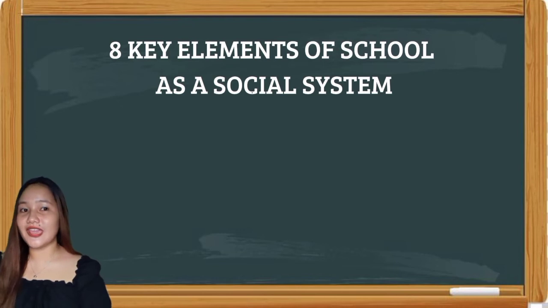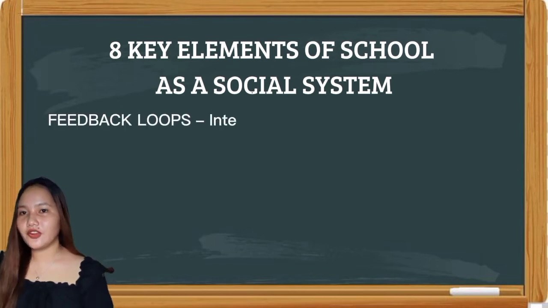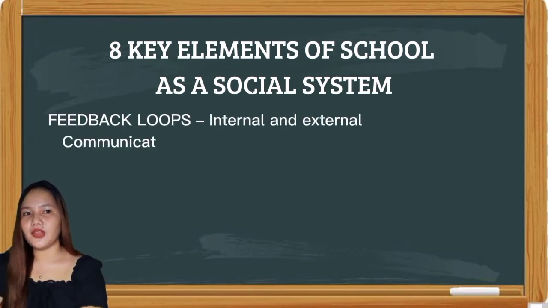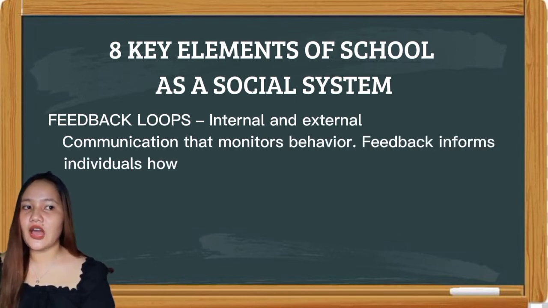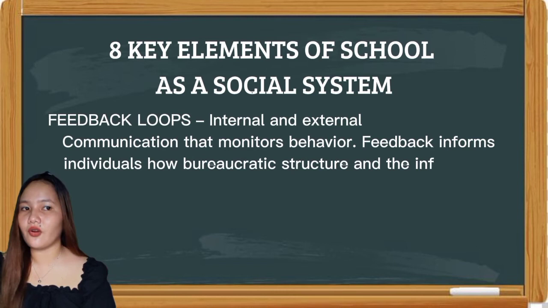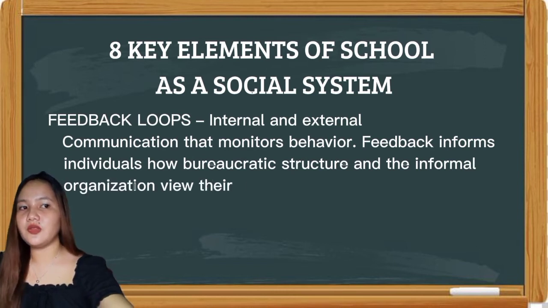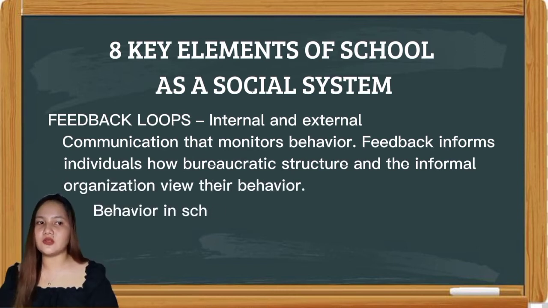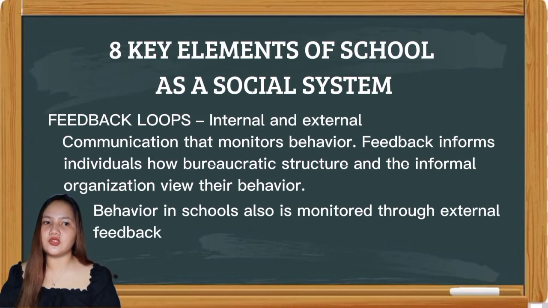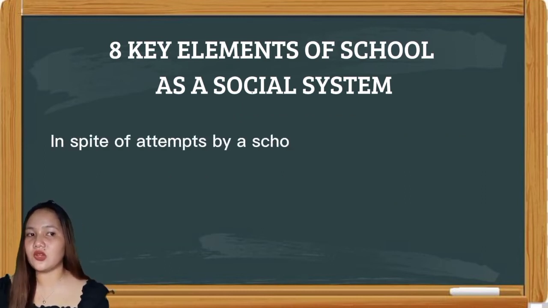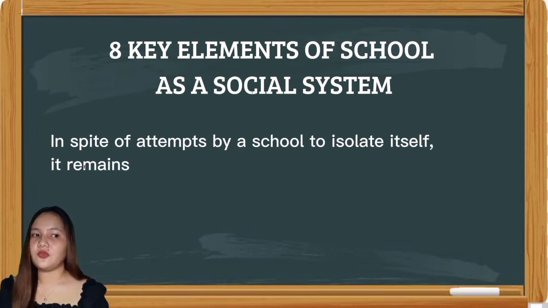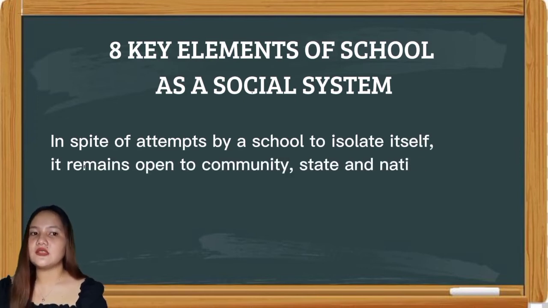And the last one is H, feedback loops, internal and external. Communication that monitors behavior. Feedback informs the individual how the bureaucratic structure and the informal organization view their behavior. Behavior in school is also monitored through external feedback loops. And in spite of attempts by a school to isolate itself, it remains open to community, state, and national forces.